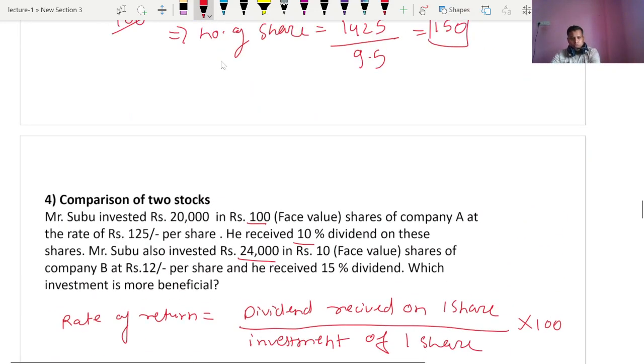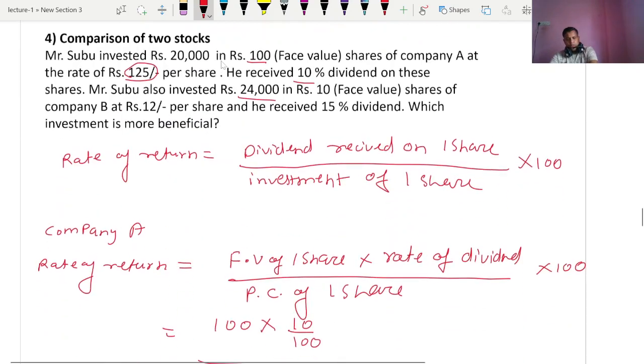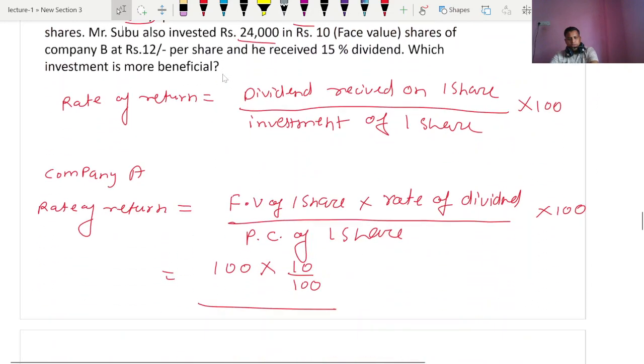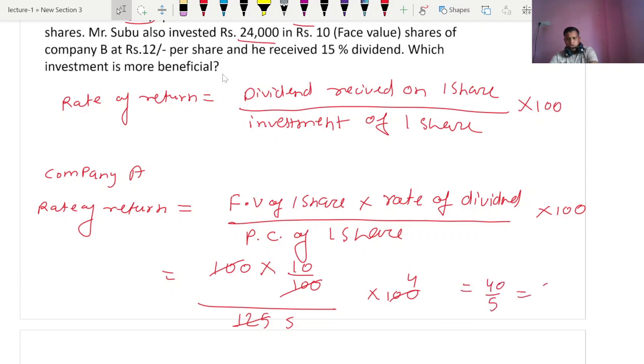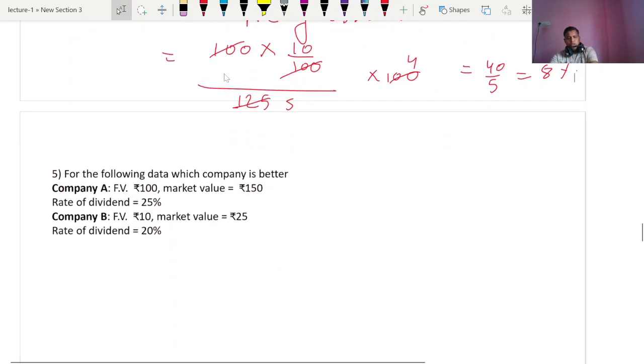Now what is the purchase cost of one share? Here for company A it is 125 rupees. So this is the purchase price. Since there is no brokerage involved, the purchase price becomes the market price. So this becomes 125, multiplied by 100. So 100 cancels, and 25 fives are 125, 4. So this is 40 by 5, which is equal to 8%. So for company A, the rate of return is 8%. Similarly, we will do it for company B.